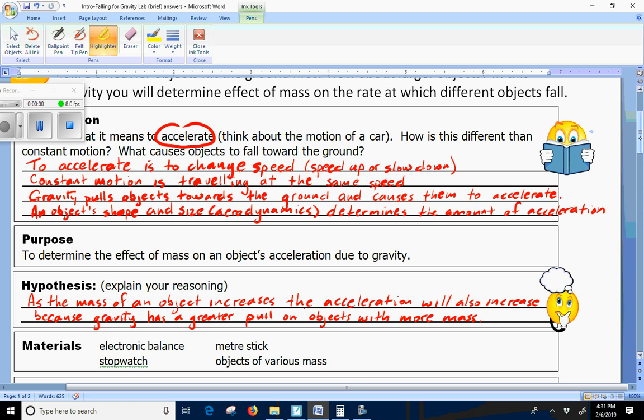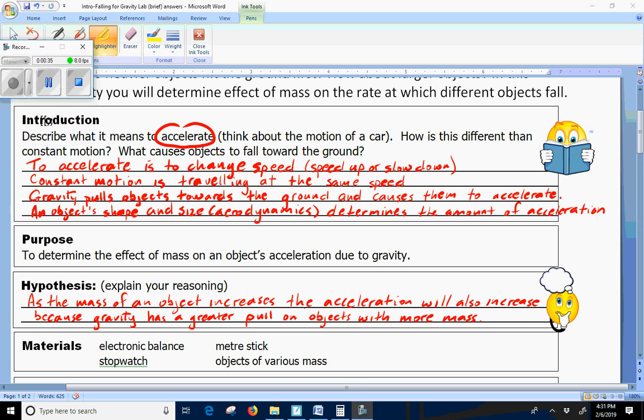So the introduction, all you're doing here is basically giving some background information for the lab. In this case, we're going to be explaining what acceleration is, how it's different from constant motion, and what causes objects to fall towards the ground. So first of all, to accelerate is to change the speed of something. So you're speeding up or slowing down. Remember, the objects were initially motionless, and when you released them, gravity pulled them down and they accelerated or sped up towards the ground. This is different from constant motion where objects are traveling at the same speed, and that's a significant difference here.